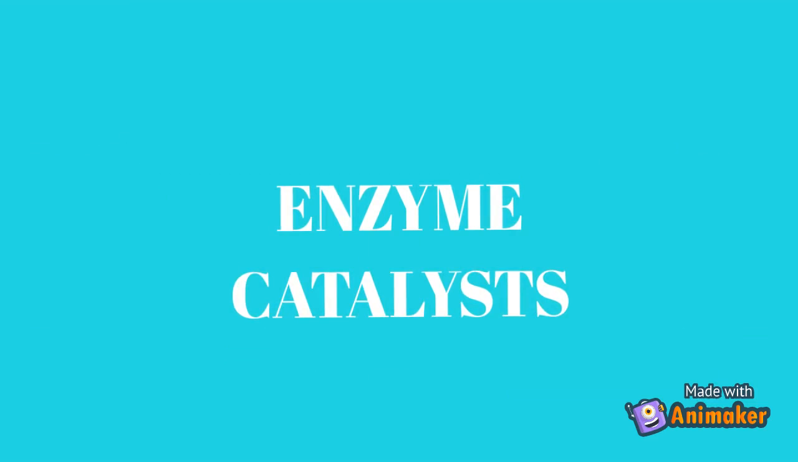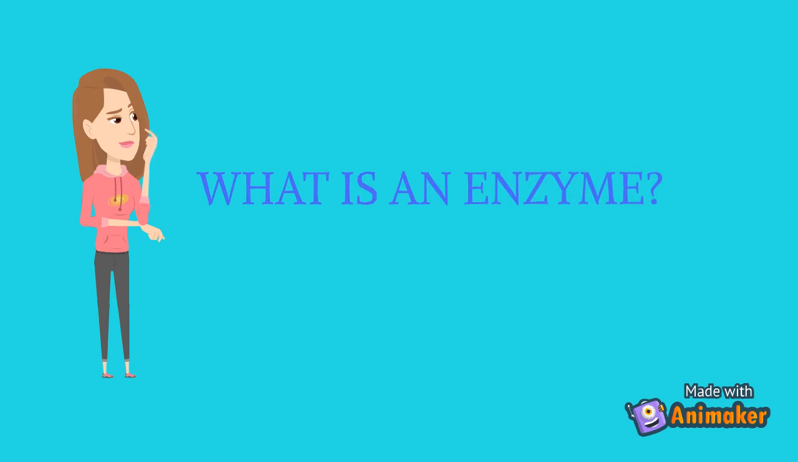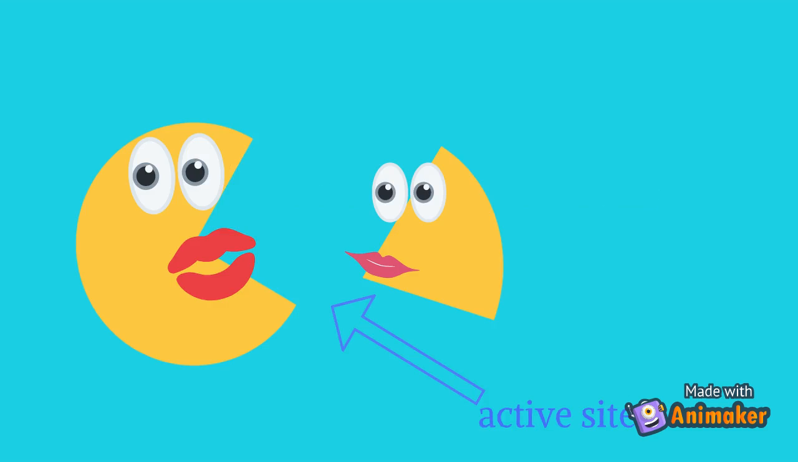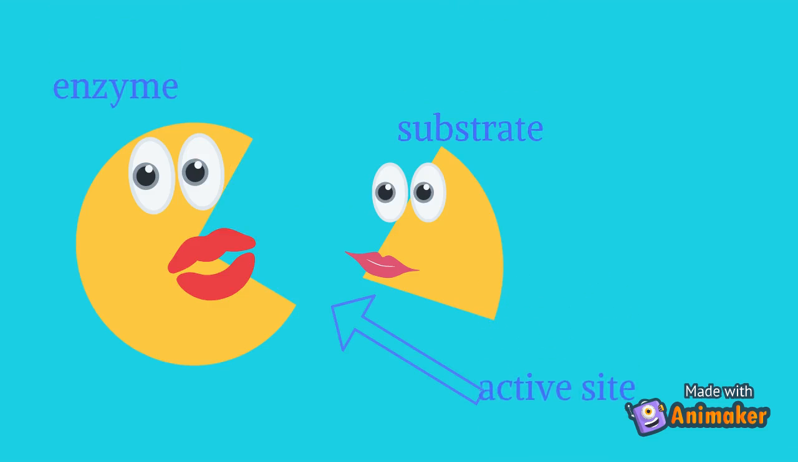Today I will be talking about enzyme catalysts. So what is an enzyme? An enzyme is a protein catalyst which speeds up chemical reactions without being used up itself in the process. Enzymes have an active site where atoms or molecules can bind.